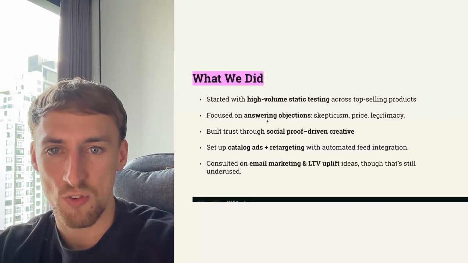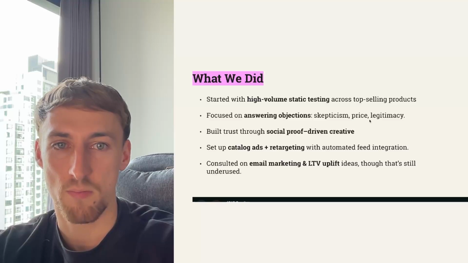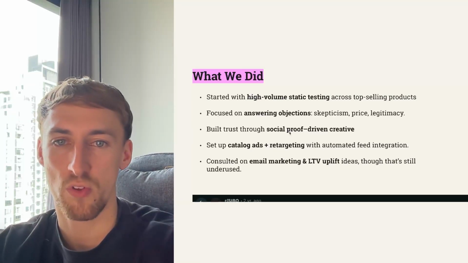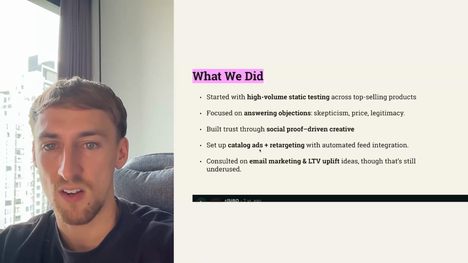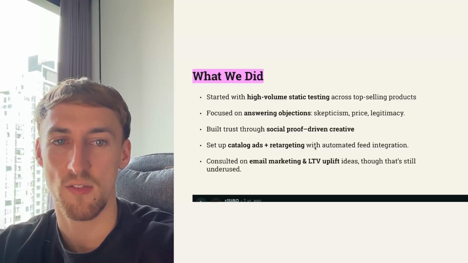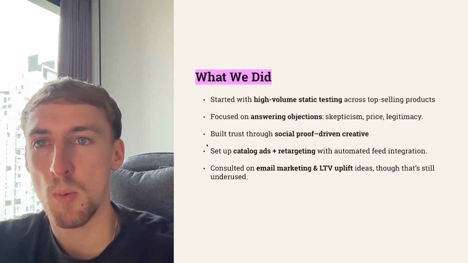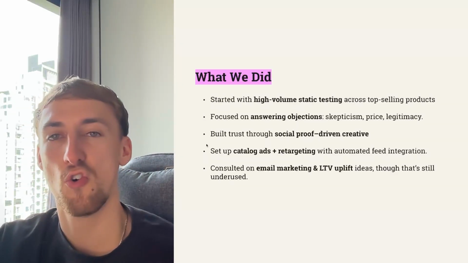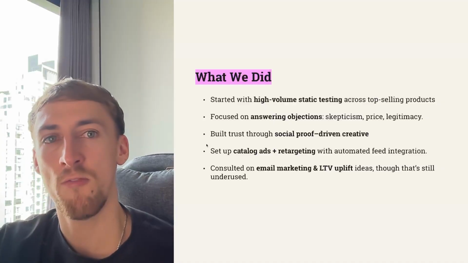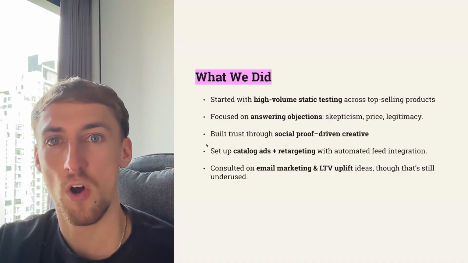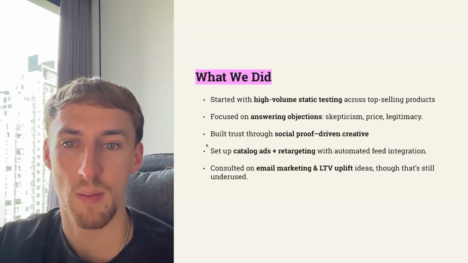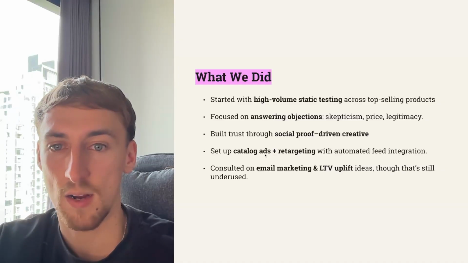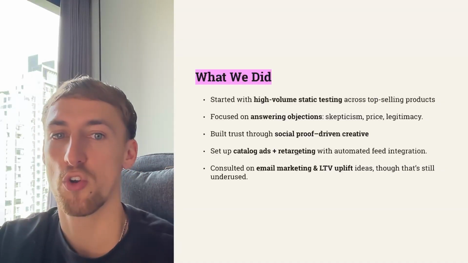So focus on answering objections, skepticism, price, legitimacy. We built trust through social proof driven creative, set up catalog ads plus retargeting with automated feed integration. Now, as I said, bottom of funnel was the lowest hanging fruit because they're already spending a lot on Google. That means there's a lot of people in the funnel, and Meta's just not being used at all to retarget these people. So we also set up catalog ads, which would retarget with automated feed integration.